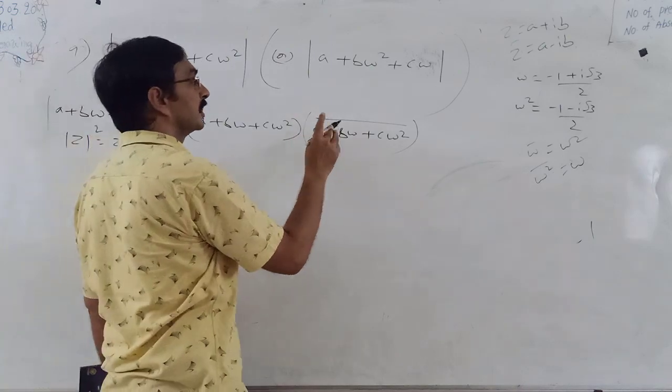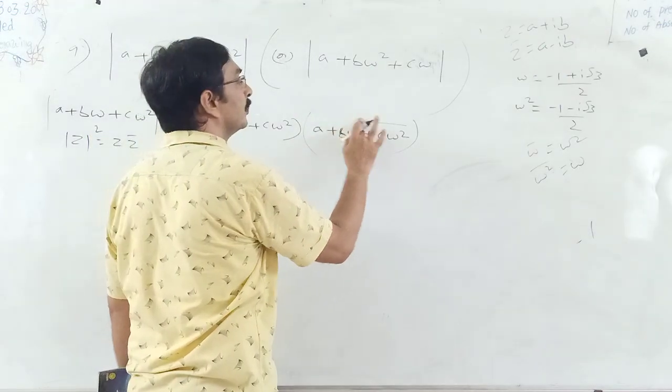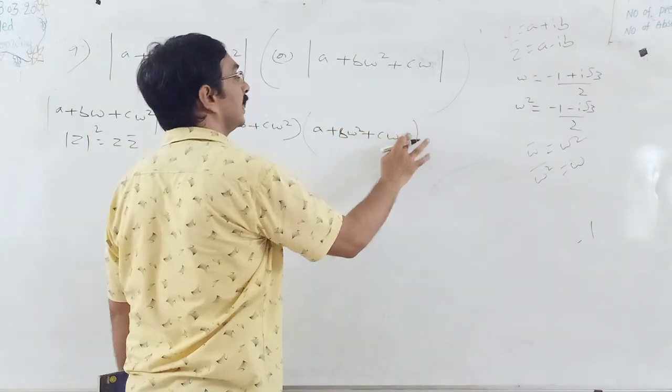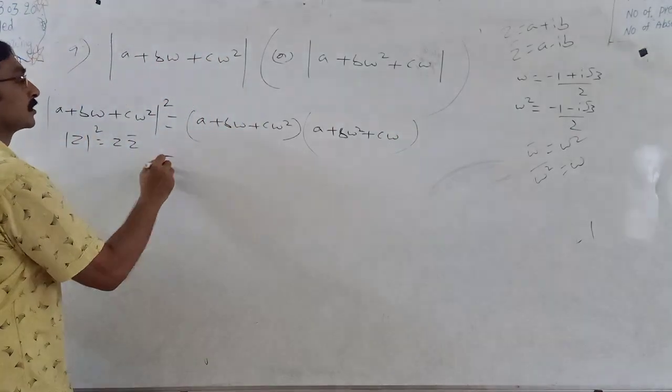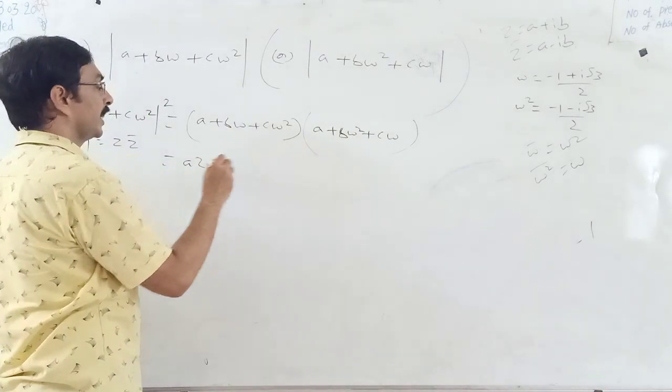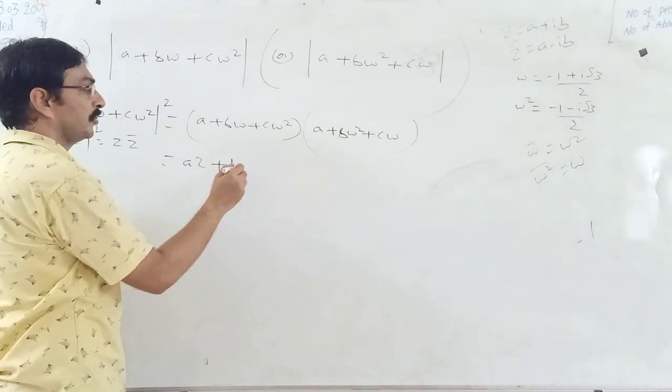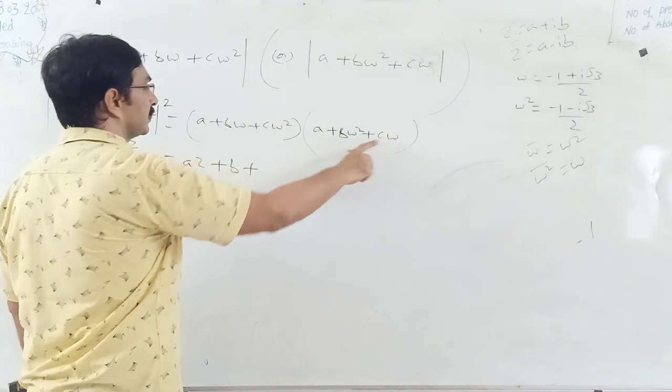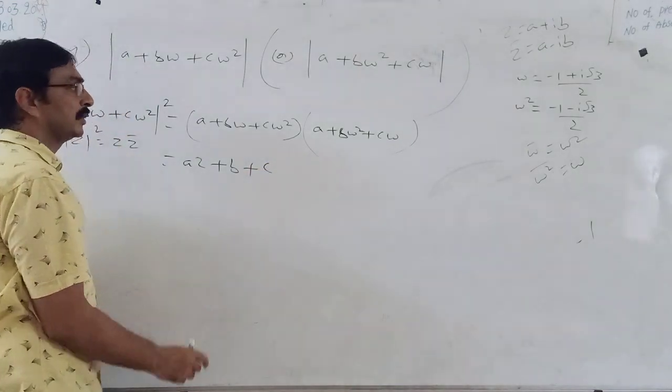Again, the conjugate of this one is a plus b omega square plus c omega. Now, the product of these two: a into a, b omega into b omega square, b squared omega cubed, value 1, c omega square into c omega, c squared omega cubed, value 1.